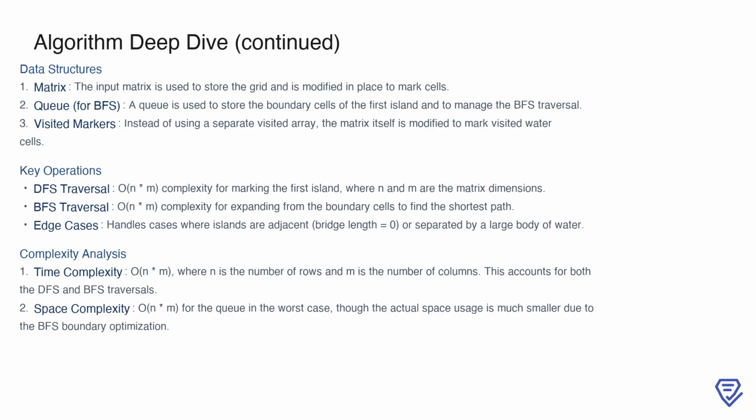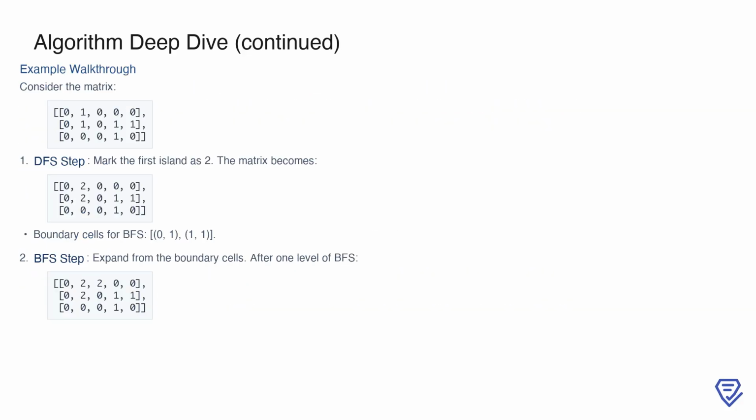The algorithm also handles edge cases, such as when the islands are directly adjacent, requiring no bridge, or when they are separated by a large body of water. Let's walk through an example to understand the process better.